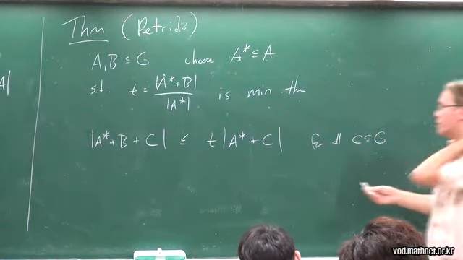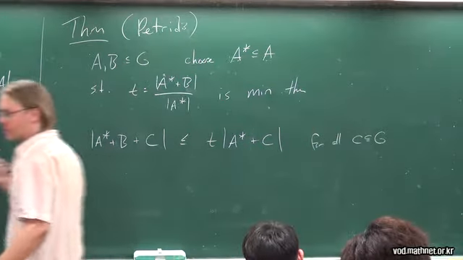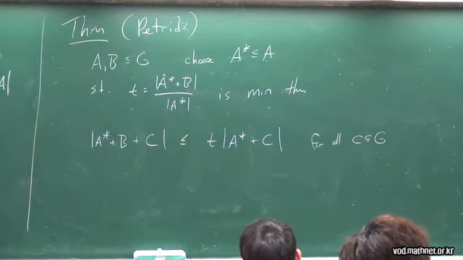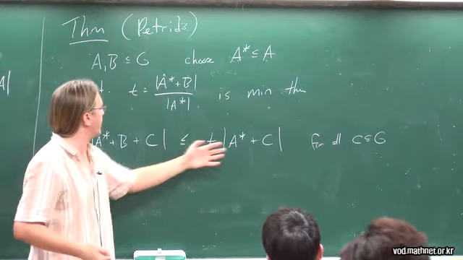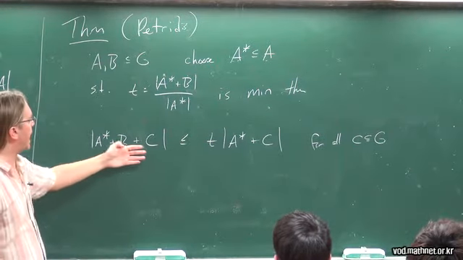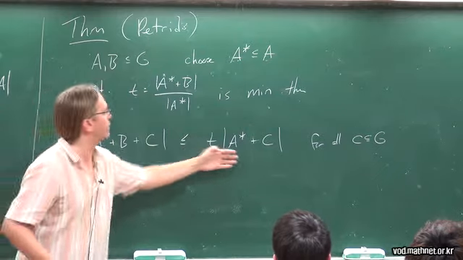So if you just choose this subset A star of A very carefully, so that it has the smallest possible expansion, then not only does it have small expansion, but for any set C you would add into the game here, you get this inequality.